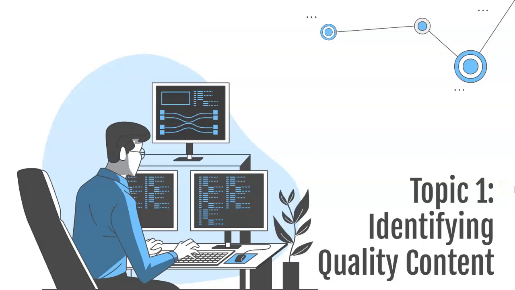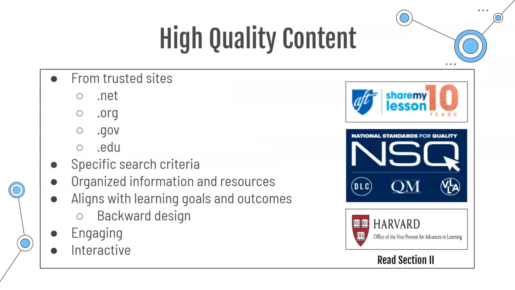This is Module 2, Topic 1, and we're going to talk about identifying quality content for your online course. High quality content is easy to identify online if you have that literacy and that skill and knowledge. So we're going to talk about how to develop it and how to learn if you're not sure what makes quality content or what makes low quality content.